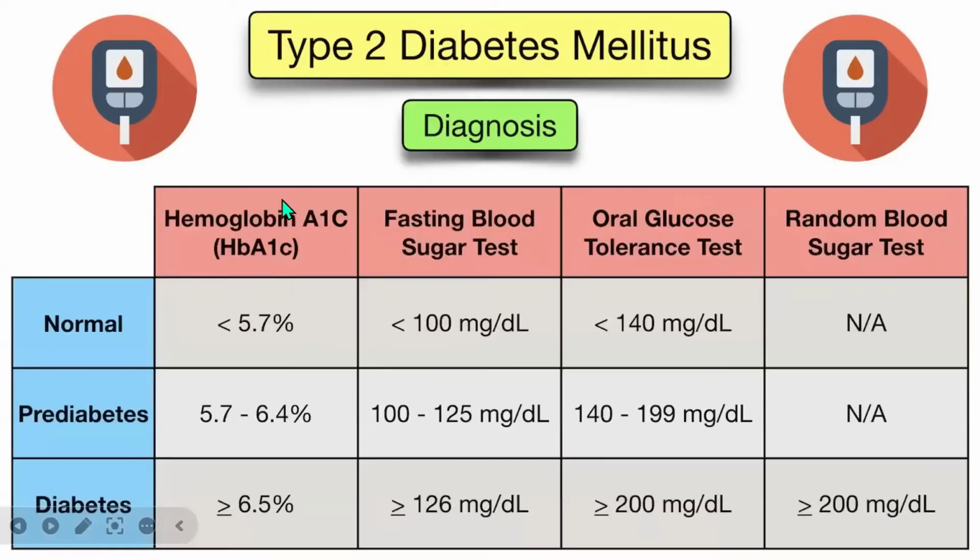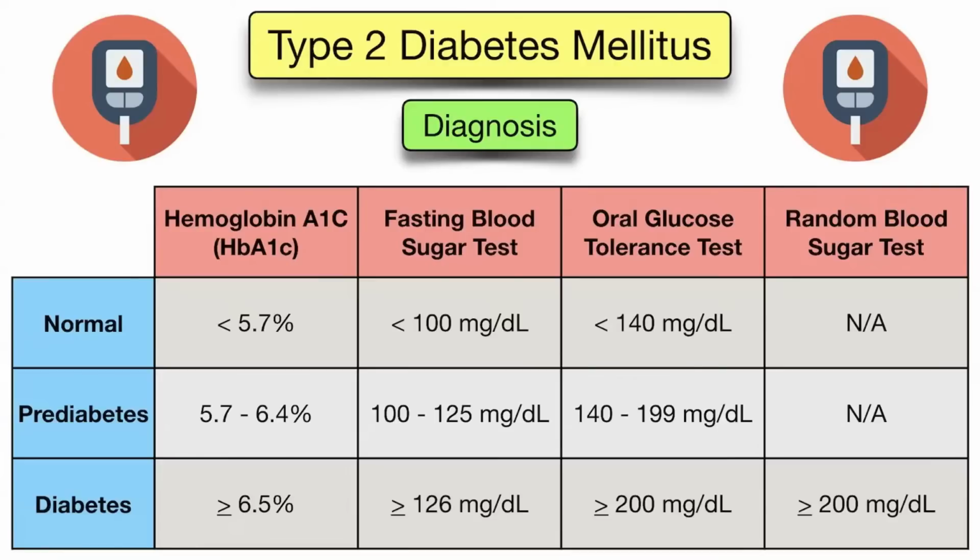So then we need to actually know the diagnosis of type 2 diabetes. We have different ways of measuring type 2 diabetes. We have a way of measuring glycated hemoglobin. When we say glycated hemoglobin, it is the hemoglobin that is bound with a glucose.